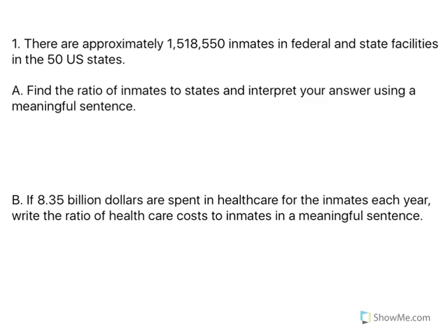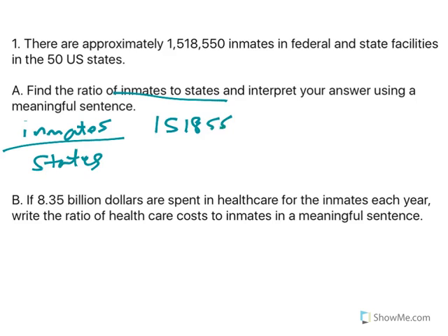All right, so let's go to the next problem, number 1. There are approximately 1,518,550 inmates in federal and state facilities in the 50 U.S. states. Part A, find the ratio of inmates to states. Okay, so inmates comes first, so we know that's going to go on top. States is going to go on the bottom. So there are 1,518,550 inmates, 50 states. So that's a really large fraction. It's hard to really understand what that means.